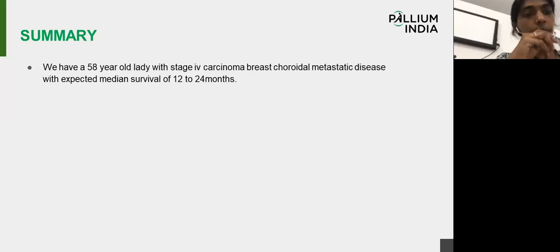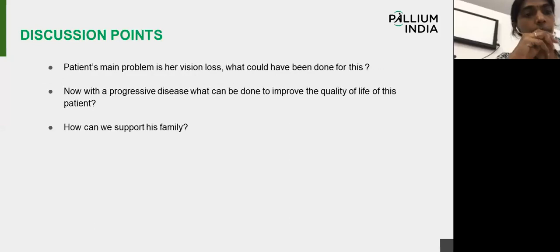Summary of the case: we have a 58 years old lady with stage 4 CA breast with choroid metastatic disease, with expected median survival of about 1.5 years, that is 12 to 24 months. Mainly the discussion points are: the patient's main problem is that she lost her vision. What could have been done for this? Now, with the progress of the disease, what can be done to improve her quality of life? How can we support her family?